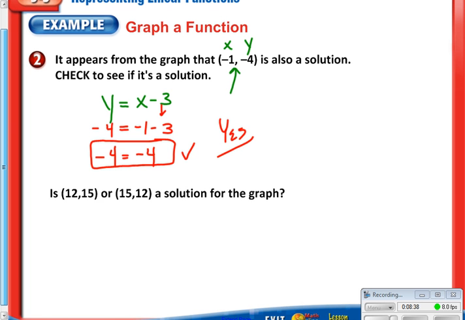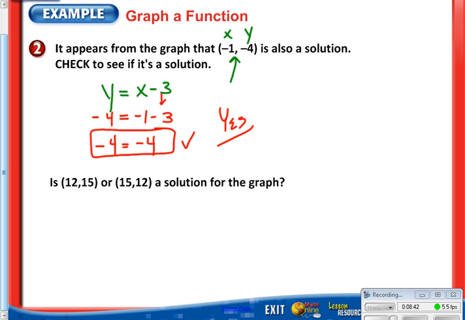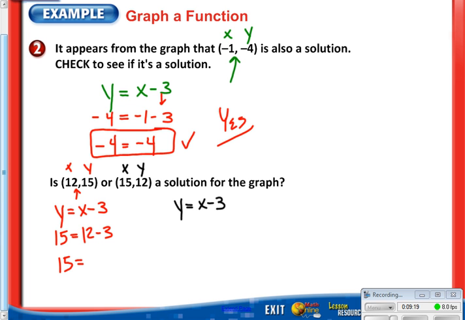The next part is going to ask, is (12, 15) or (15, 12) a solution on the graph? Well, if you look at our graph there, we're not able to tell from our graph, so you'll actually have to plug it in. So again, start with your original equation, y equals x minus 3. This is x, this is y, and the first one is (12, 15). So I'll put in the first ordered pair here. In for y is 15 equals, in for x is 12 minus 3. 15 is not equal to 12 minus 3, which would come up with 9. So no, this is not a solution. They are not equal to one another.